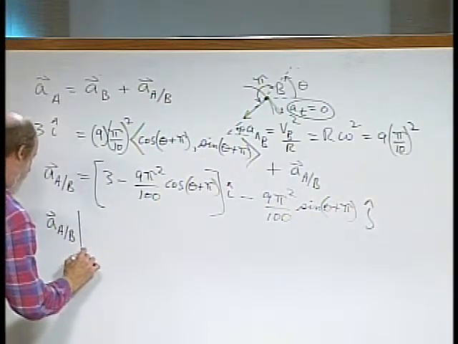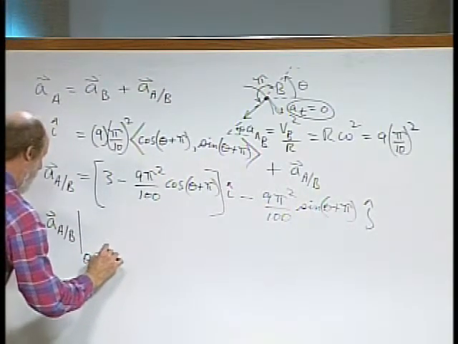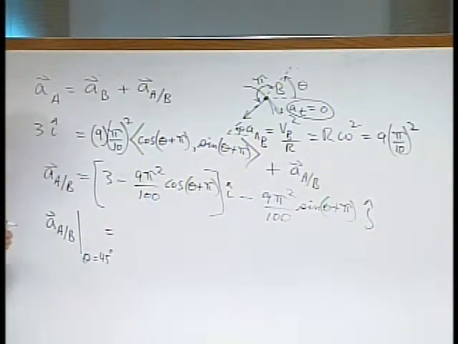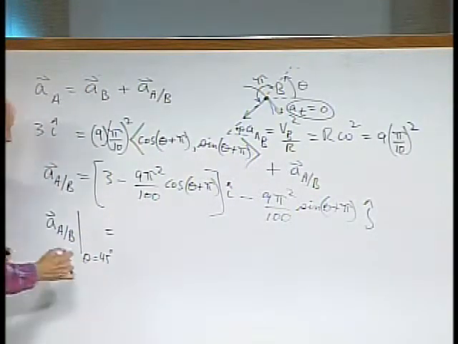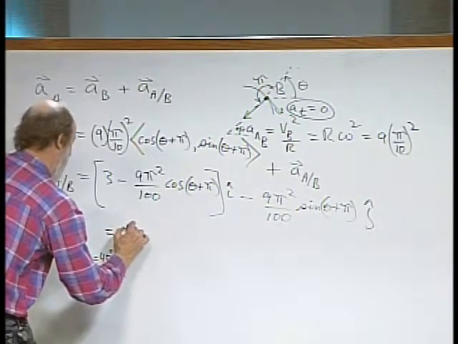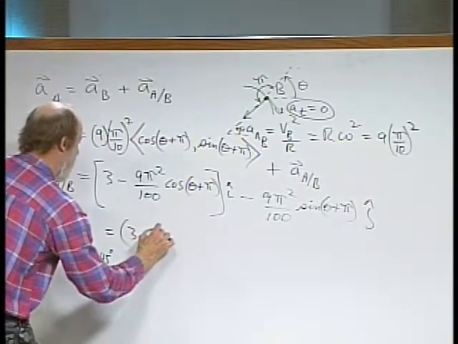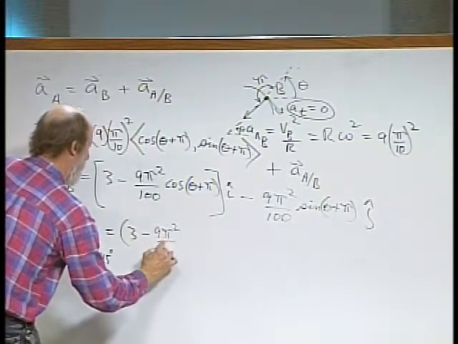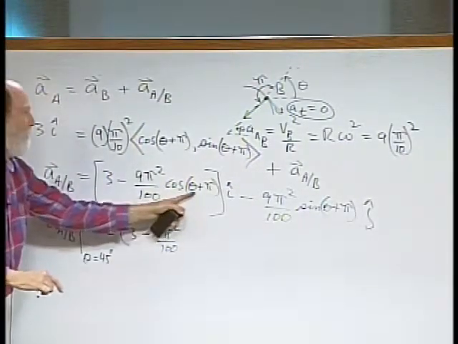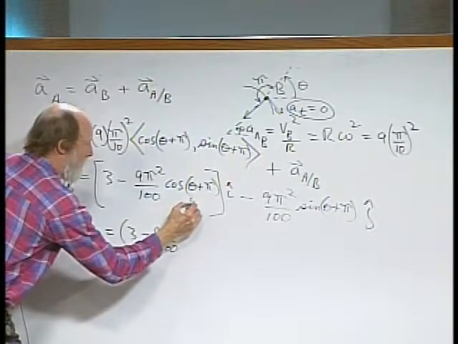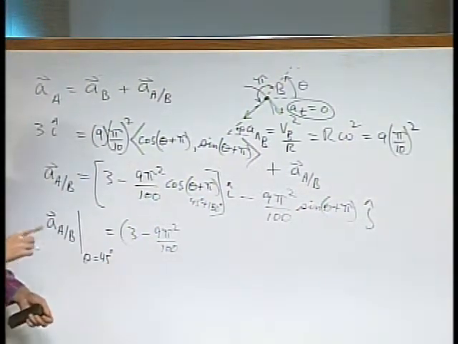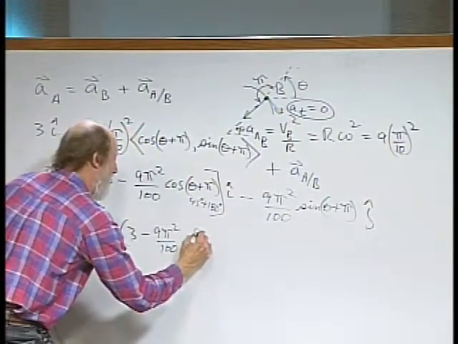At theta equals 45 degrees, or pi over 4, okay? Then we end up with 9 pi squared over 100, cosine of 45 degrees plus 180, which is 225, that becomes a negative square root of 2 over 2.